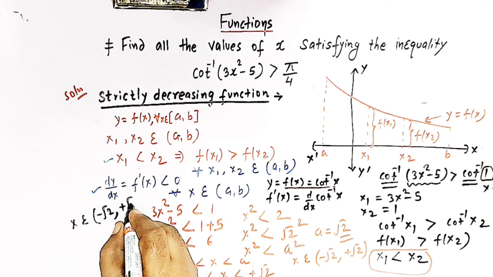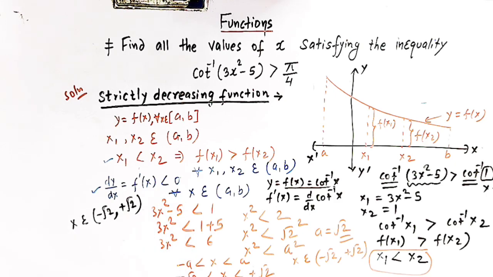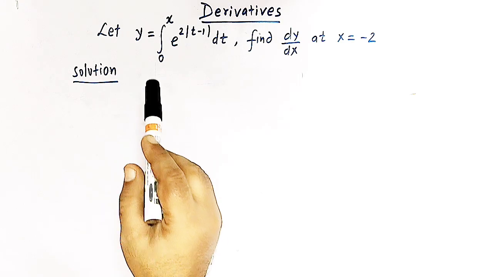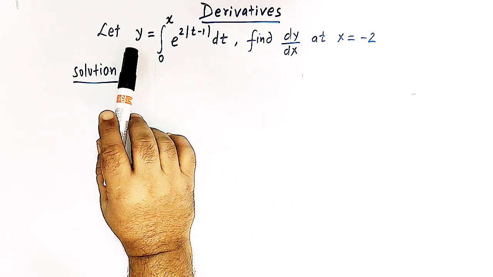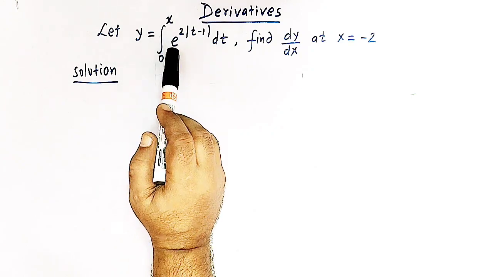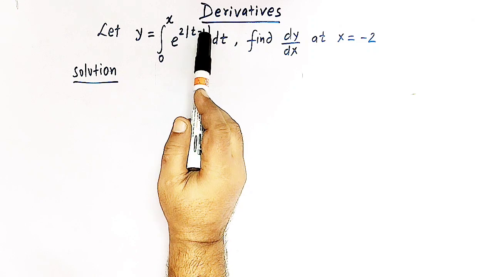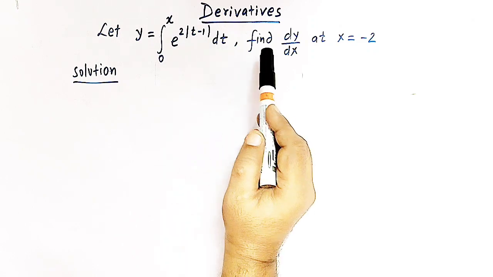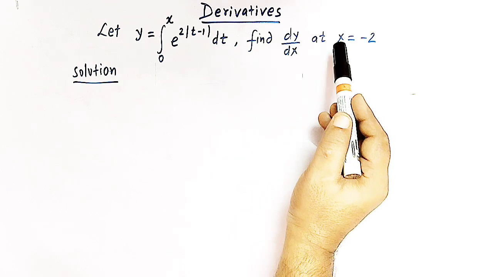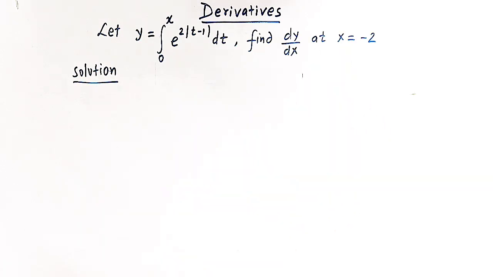Hello viewers, in today's session, we are going to discuss another important problem from derivatives. And in this session, we are going to discuss this problem in which we are given a function y that is equal to integral 0 to x e raised to 2 times mod of t minus 1 dt. And we have to find the derivative of y with respect to x at x is equal to minus 2, right?